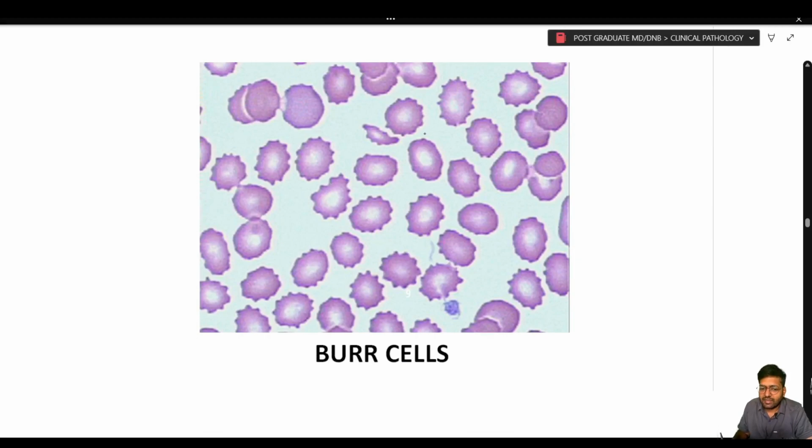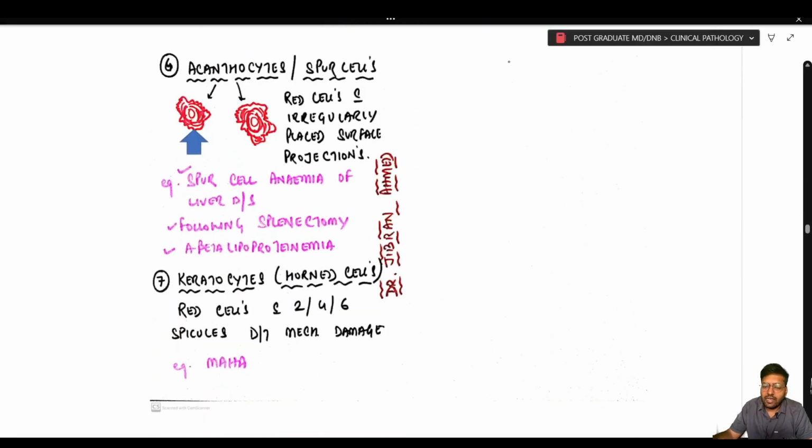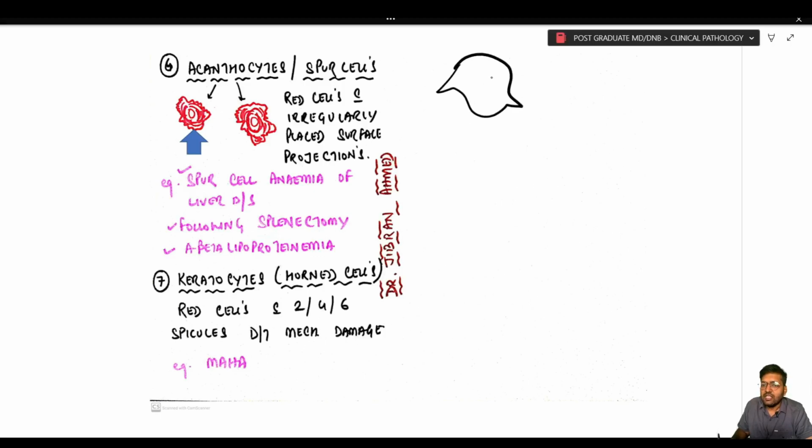Now if you look at the Burr cells, classically the surface projections are evenly spaced. They are evenly spaced, seen mainly in case of CRF or uremia. Now the next variety also shows surface spicules, but these spicules are very unevenly spaced. This is called the acanthocyte or the spur cells, the red cells with irregularly placed surface projections. If they are regularly spaced, they are called Burr cells, else they are called acanthocytes or spur cells.